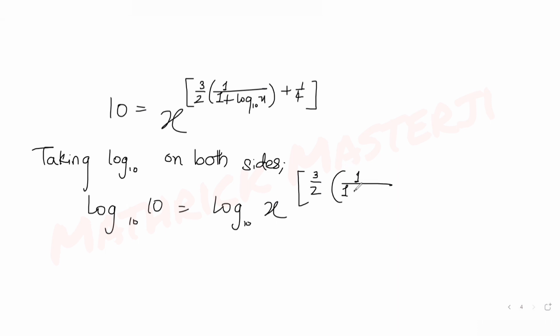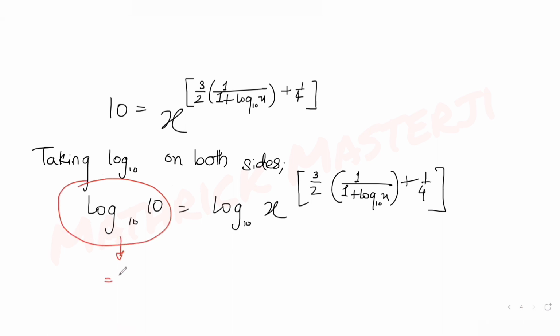3 by 2, 1 over 1 plus log x to the base 10, plus 1 by 4. So you get here log 10 to the base 10, that is log a to the base a. This is equal to 1. So you get this as equal to 1. And if I see it as log of a raised to b, I can take b ahead of log, it becomes b log a.